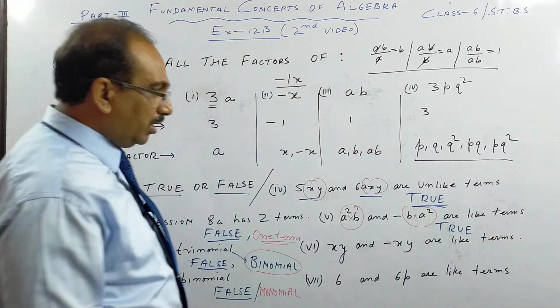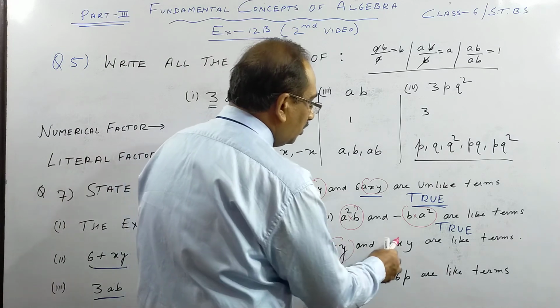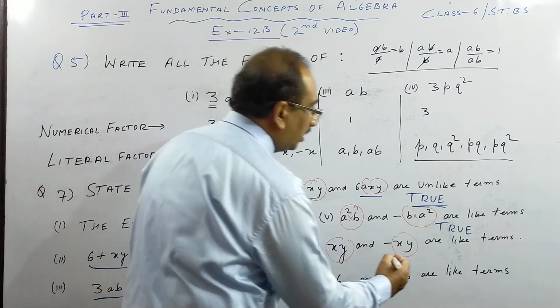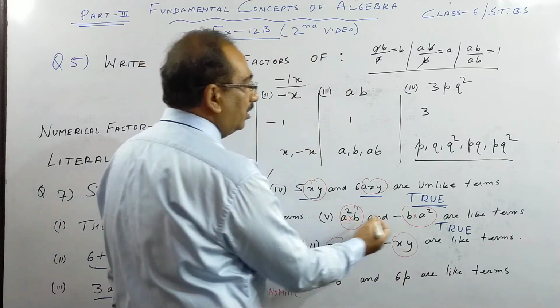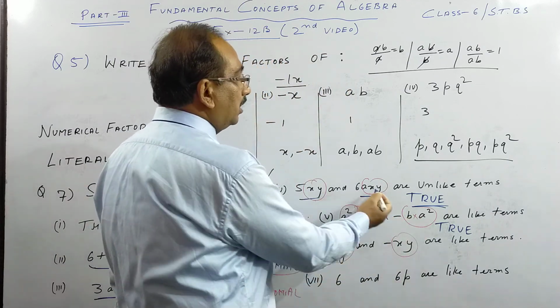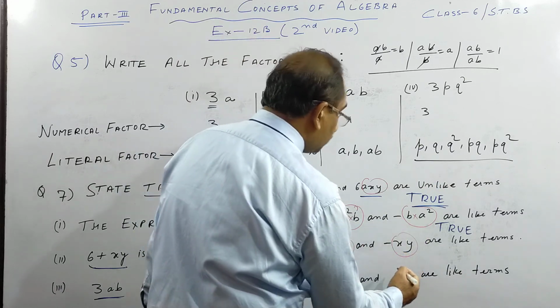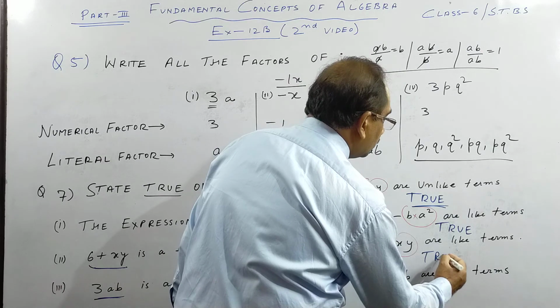Sixth one, xy and minus xy are like terms. Yes. Don't see this, minus 1 is hidden here. You see the literal coefficient xy. So literal coefficients are same. Here literal coefficients are same. These are different. Therefore they are unlike. They are like terms. This is also like terms. So this is also true.